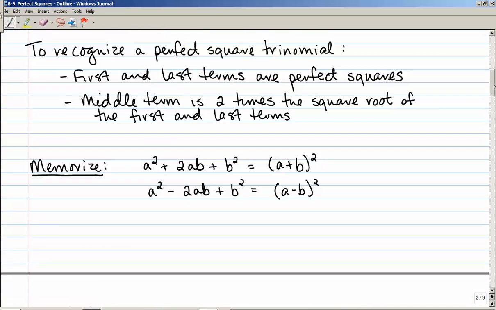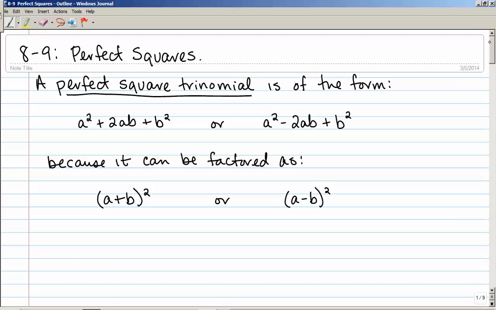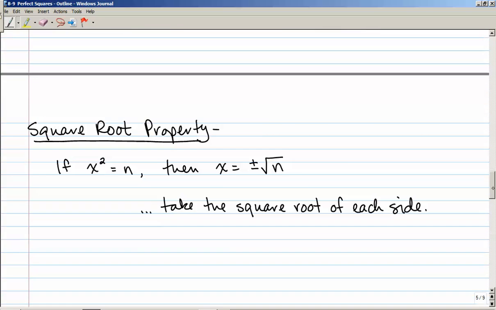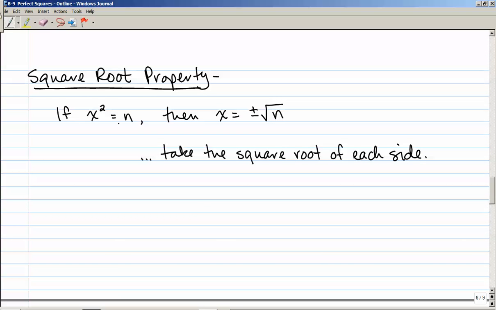So in this lesson, we took a look at factoring perfect square trinomials. This is basically going backwards from what we did a couple sections ago, where we're given a perfect square trinomial and we need to factor it into a plus b squared or a minus b squared. If you memorized those formulas before, now you just need to memorize them backwards. And we used the square root property to solve equations that had a perfect square on one side.